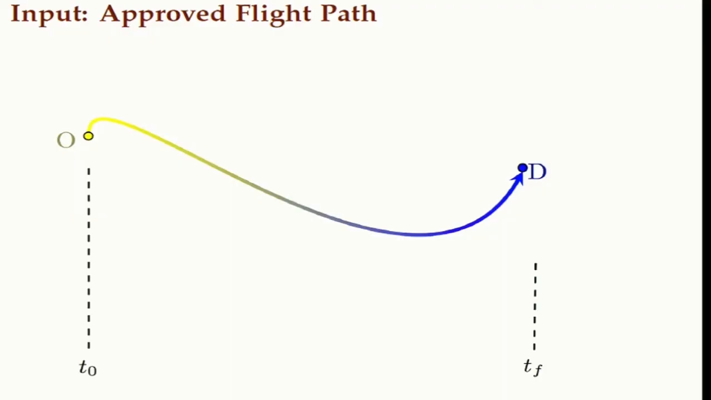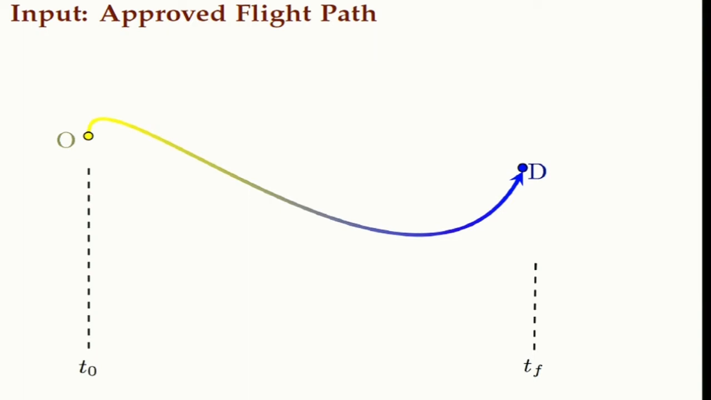Let us say there is already an offline protocol or something like that in place, and that offline protocol tells that each individual drone should fly from the origin point O to some destination point D. I'm plotting the path as a color, and more blue means it is towards the destination. So the color indicates time. The origin is of course at time t0, the initial time, and the destination is the final time tf.